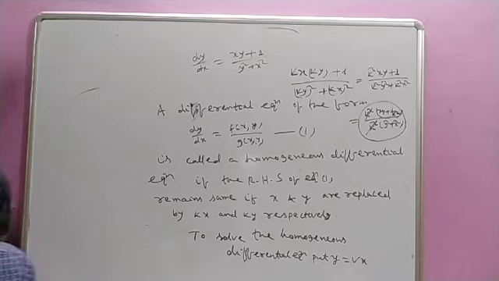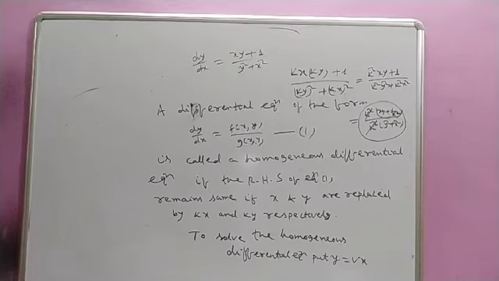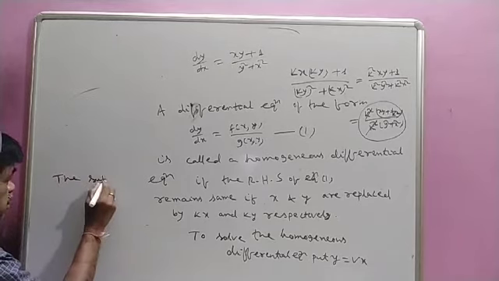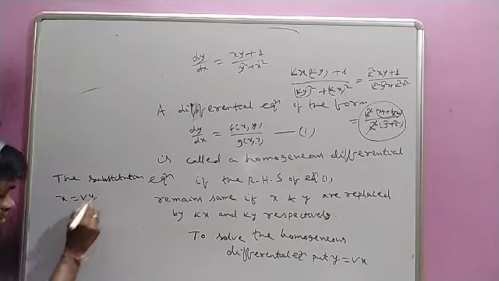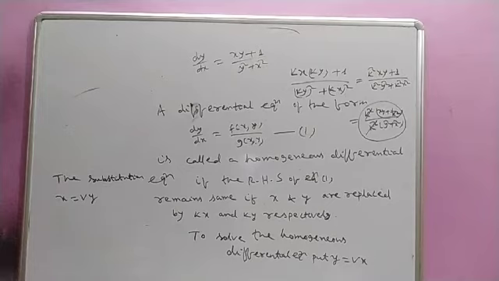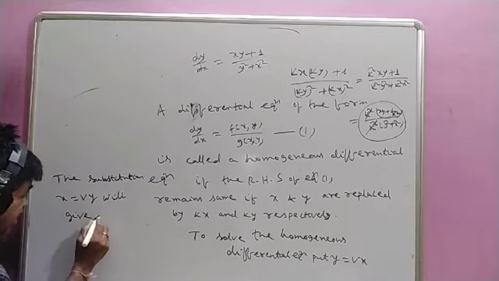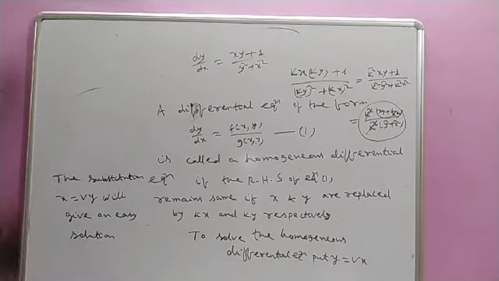And sometimes you can also take x is equal to vy. The substitution x is equal to vy. So you write after this the substitution x is equal to vy. The substitution x is equal to vy will give an easy solution in certain problems.